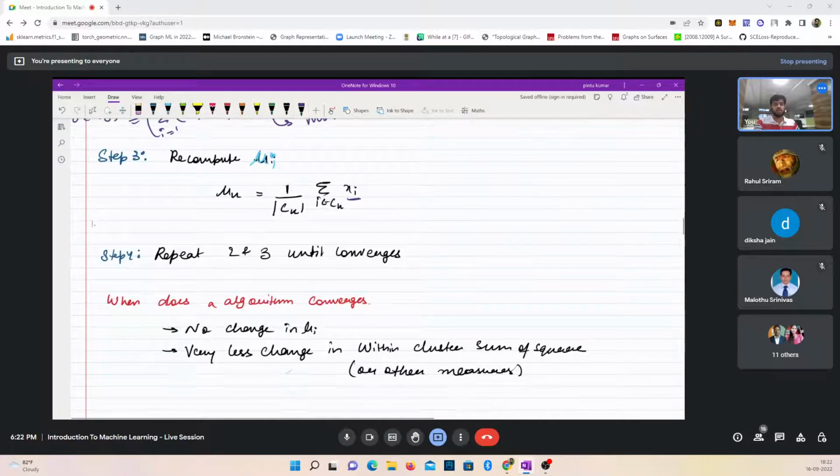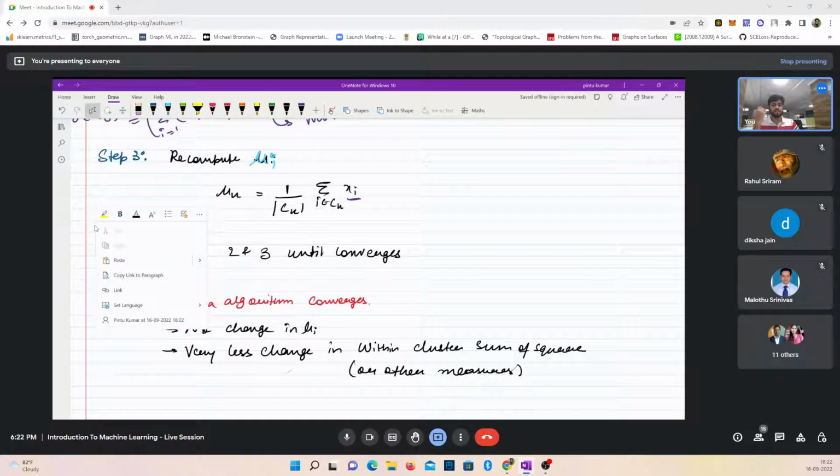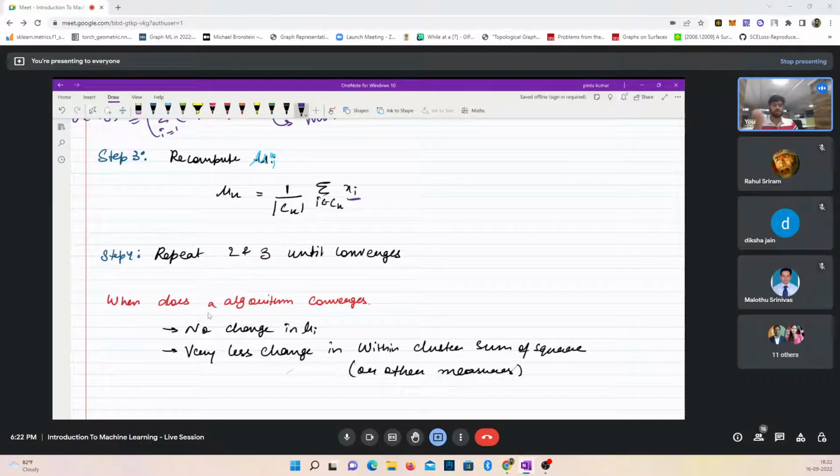So when do we say that this thing has converged? There are 2 or 3 criteria you can decide upon. If in 2 consecutive steps there is no change in this mu i, then you can say that this has converged. Another criterion is if the assignment of data points does not change. Even if you updated, the data points are sticking to their earlier cluster assignment, then also you can stop.